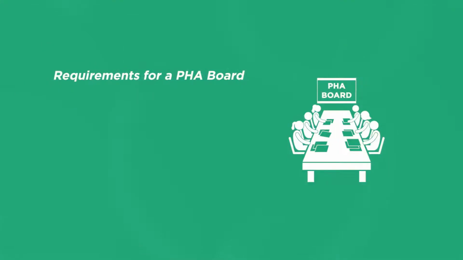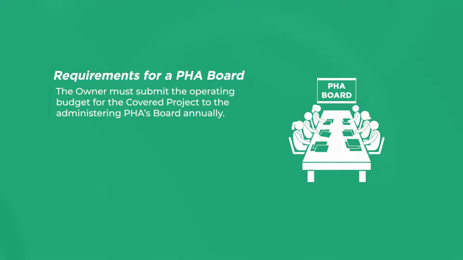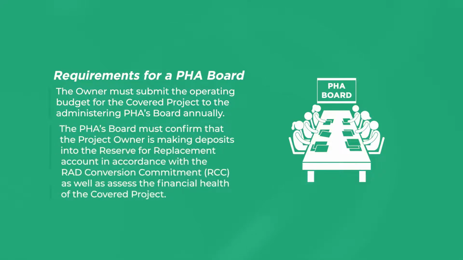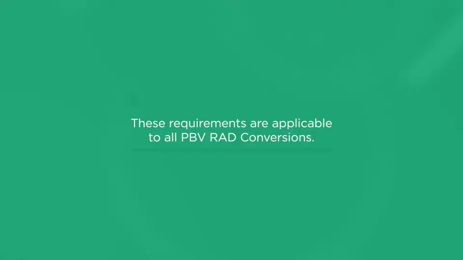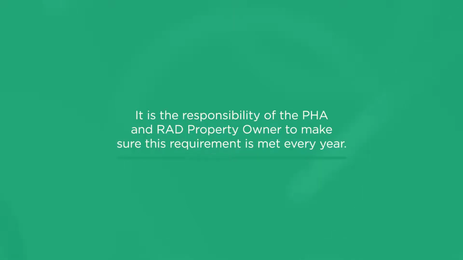The two important requirements are: the owner must submit the operating budget for the covered project to the administering PHA's board annually. The PHA's board must confirm that the project owner is making deposits into the Reserve for Replacement account in accordance with the RAD Conversion Commitment, RCC, as well as assess the financial health of the covered project. These requirements are applicable to all PBV RAD conversions. It is the responsibility of the PHA and RAD property owner to make sure this requirement is met every year.